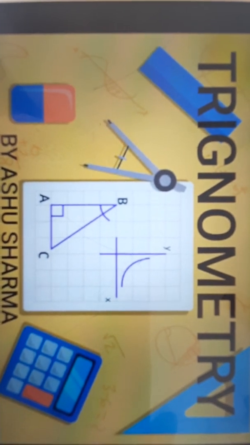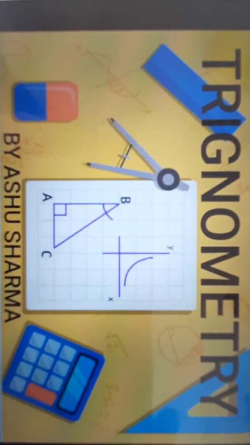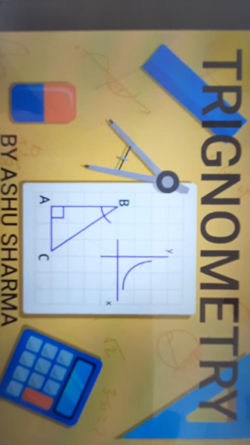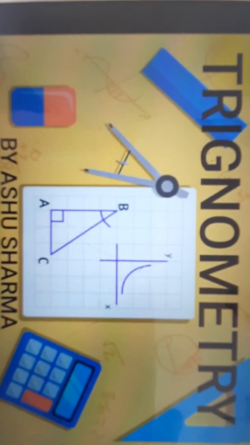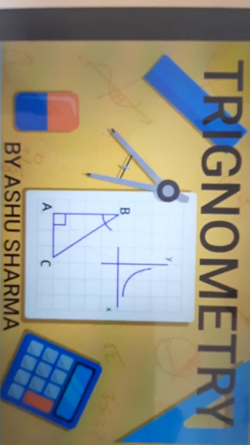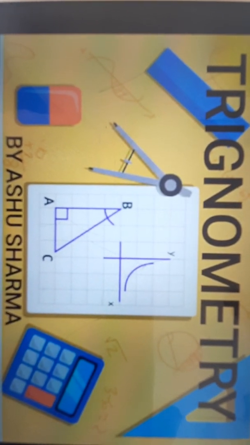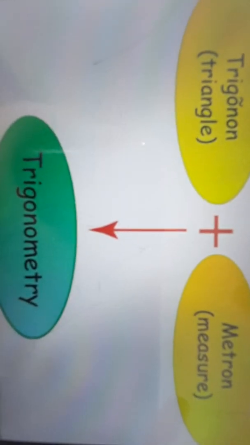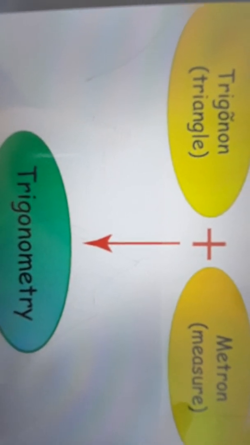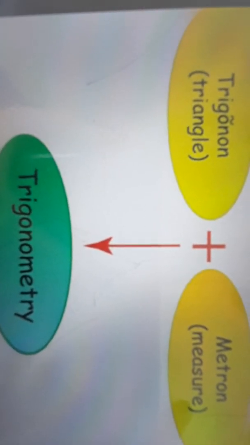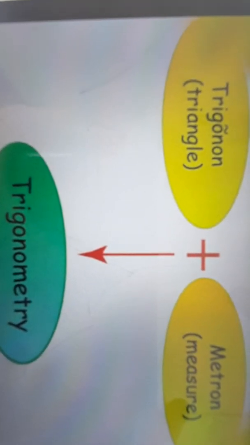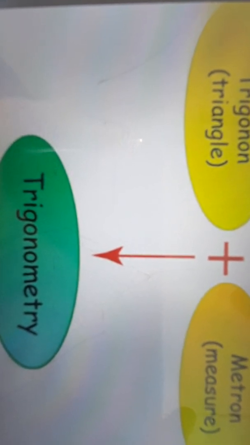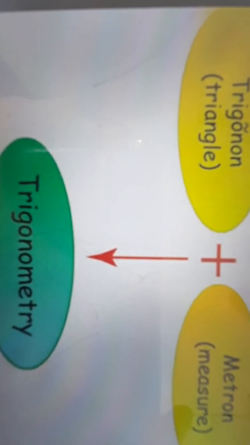Dear students, today we are going to start unit 8 of our NCERT book. The name of the chapter is trigonometry. Before starting the unit, let me explain what it means. As I taught you in my previous video, trigonometry is obtained from two words, trigon and metron, the triangle and the measure. To measure the dimensions of a triangle, we use trigonometry.